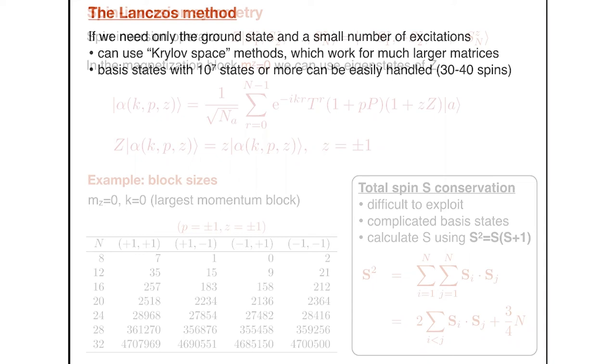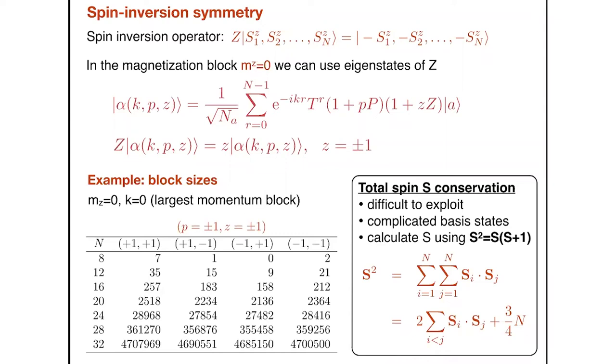Okay, so welcome back. One thing that I forgot to say about this total spin operator: I mentioned it looks really like the Heisenberg interaction itself. And even though we don't use it to block diagonalize the Hamiltonian, often we of course want to know what the total spin of a state is. And then we just have to calculate it.